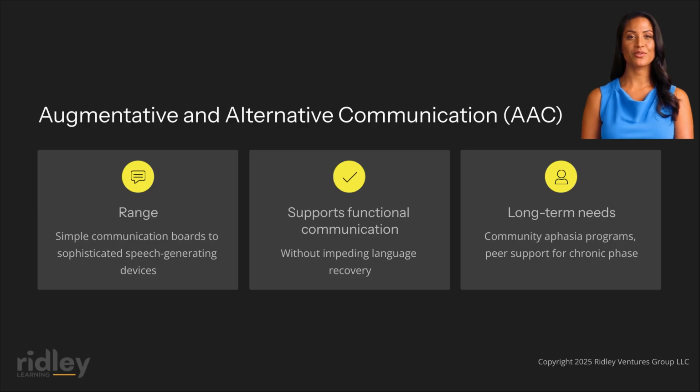The long-term nature of aphasia recovery requires attention to chronic phase communication needs, as many individuals with aphasia continue to experience significant communication limitations years after stroke, despite intensive early intervention. Community-based aphasia programs, communication groups, and peer support networks provide ongoing opportunities for communication practice and social connection that support quality of life in the chronic phase.